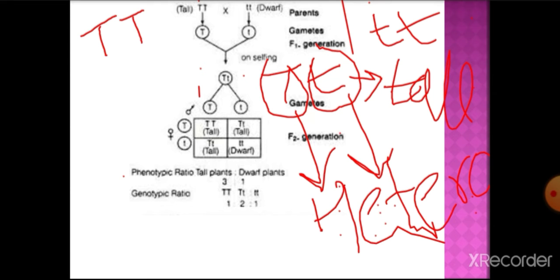Now when selfing occurred, that is Tt was crossed with Tt, so we know how to form the Punnett square, right? So the phenotypic ratio for tall plants to dwarf plants was 3:1, that is 3 were tall and 1 was dwarf. While genotypic ratio was 1:2:1, that is capital TT, or the homozygous tall plant, was 1, heterozygous tall plants were 2, and homozygous dwarf plant was 1. So the genotypic ratio was 1:2:1, while the phenotypic ratio was 3:1.